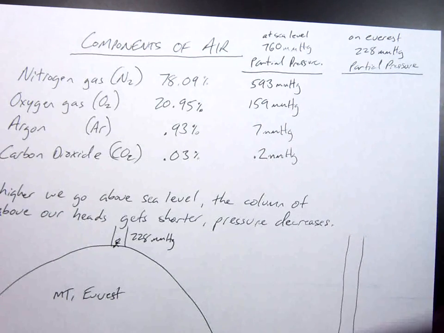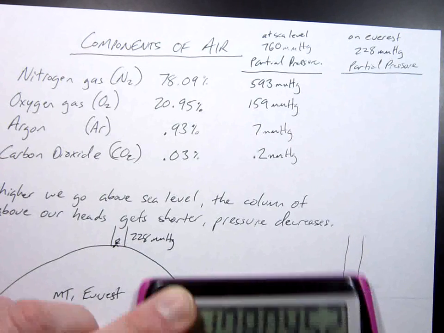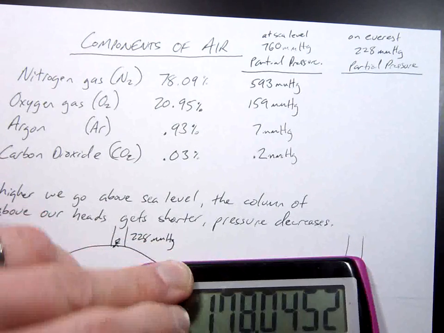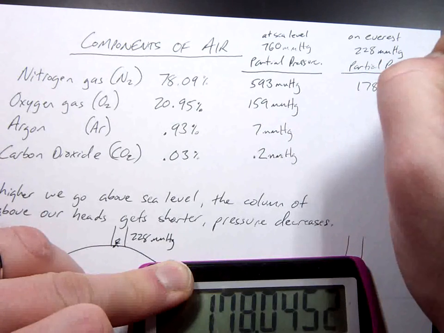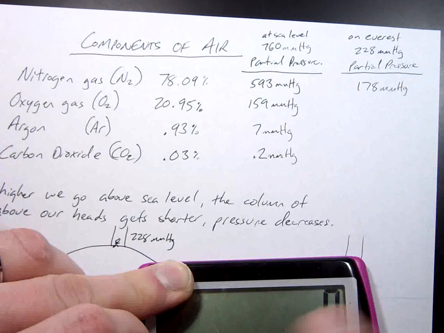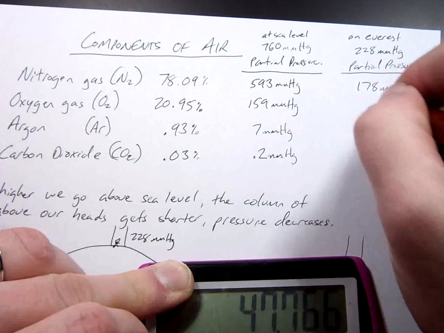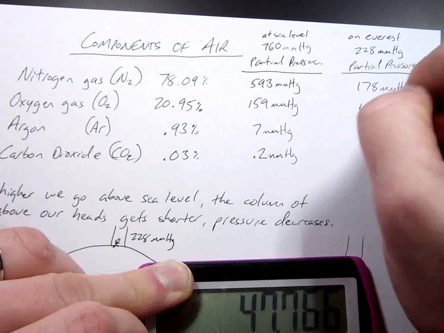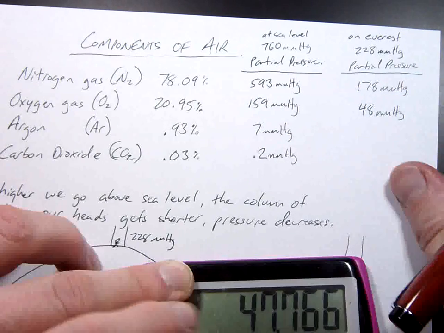so again, just follow through. 0.7809 times 228, and you end up with, you went from 593 to 178 millimeters of mercury. Okay, 0.2095 times 228. We drop this down to about 48 millimeters of mercury. That's why we cannot live in a place like Everest. Most things can't.